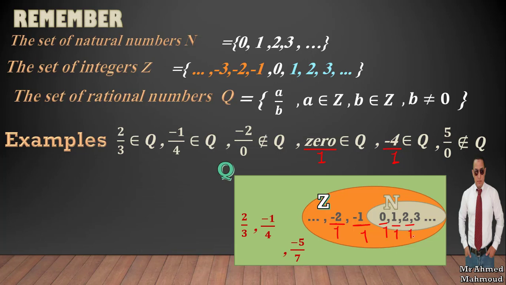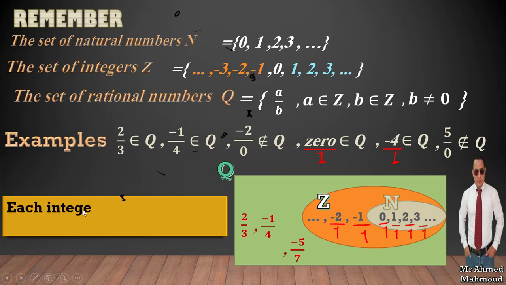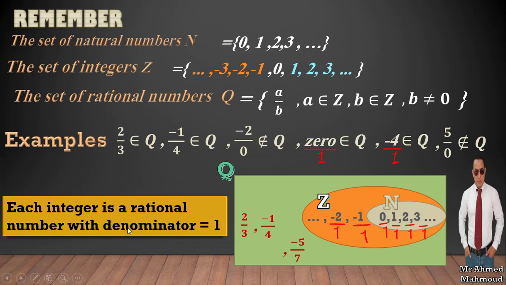Any natural number or any integer can be written over 1, so it will be a rational number. This is the remark that I said: each integer is a rational number with denominator equal to 1. Remember with me, the denominator is the number written down and the numerator is the number written up. Okay, now let's study some remarks about rational numbers.